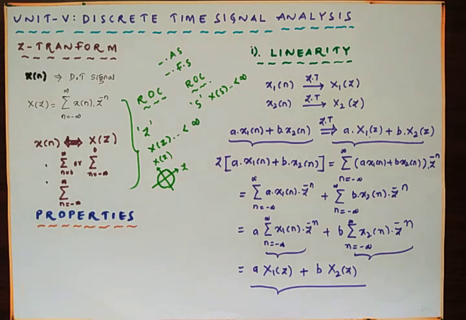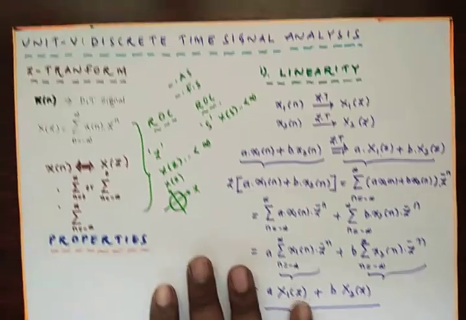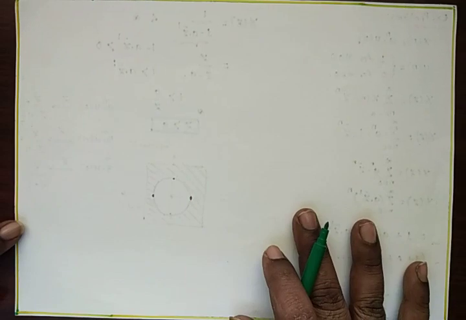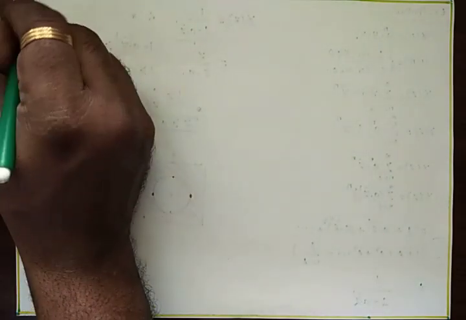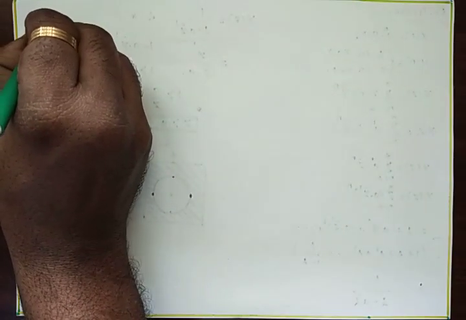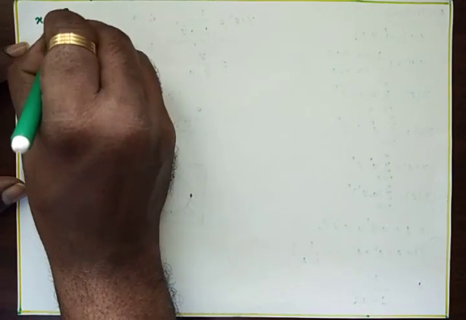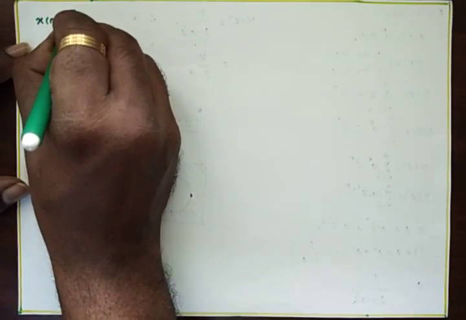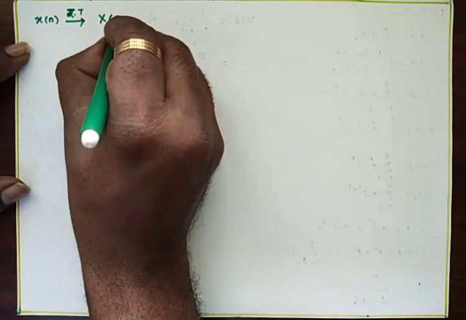Likewise, we have another property called the time shifting property. Time shifting property we should study. Now I am going to explain the time shifting property. I have the signal x of n, on which I am applying the Z transform, so that the resultant signal will be X of z.